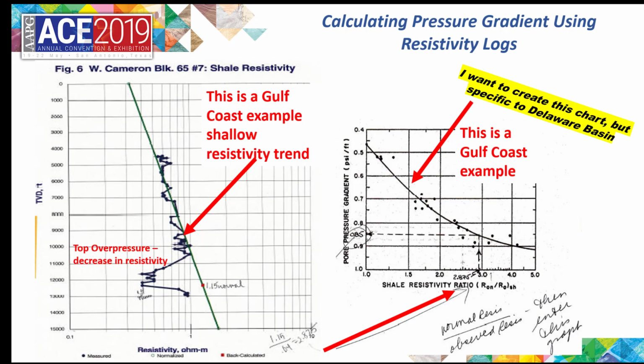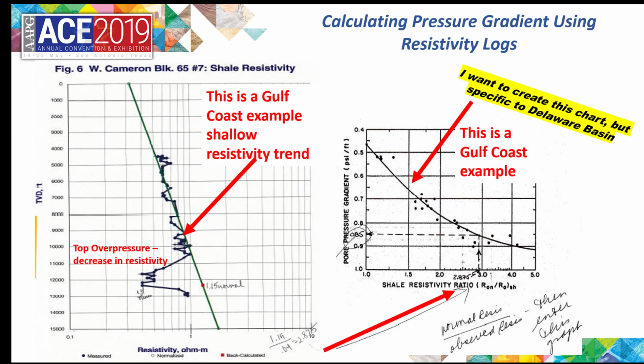And I look at the ratio between what this resistivity ought to have been and what it actually is. So that's the ratio of the normal trend versus the observed trend. So I'm looking at the shale resistivity ratio, what the normal trend should have been, but what it actually is. And so that ratio right in here, it's 2.8, and I enter this graph, go up, and sure enough, that's a 0.85 PSI per foot. So this is the relationship that has been established in the Gulf Coast. You just look at the shallow resistivity trend compared to the observed resistivity trend.